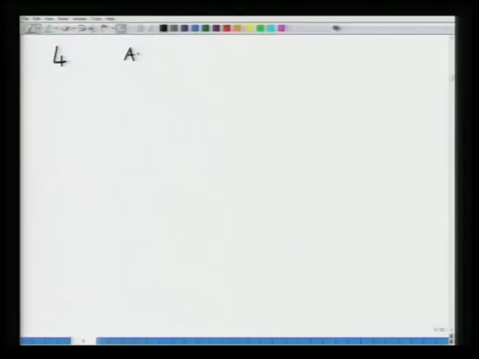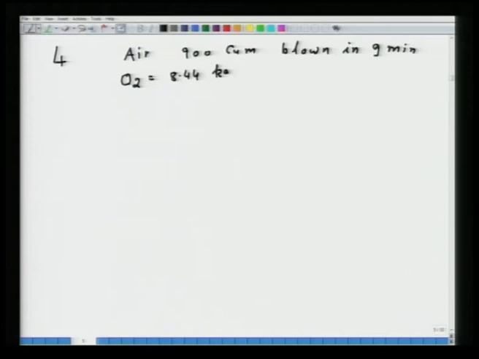So, let us take now problem number 4, which is about the magnetite coating and so on. First of all we have to calculate the weight of magnetite coating, flux and slag. So, it is said that air, 900 cubic meter, is blown in 9 minutes. So, the oxygen will be 8.44 kg moles that will be available for the formation of the coating.